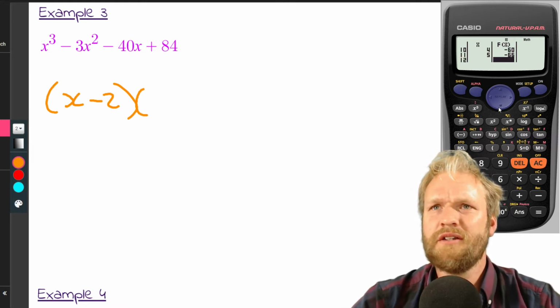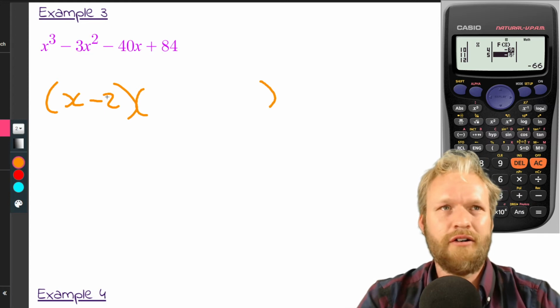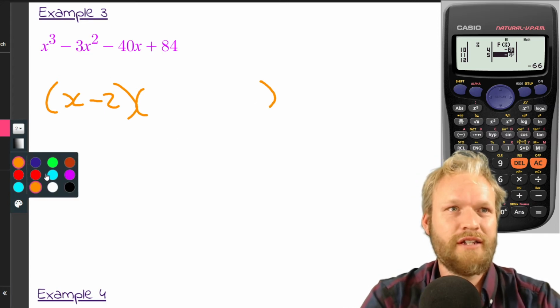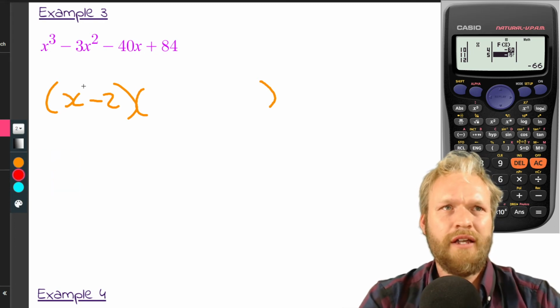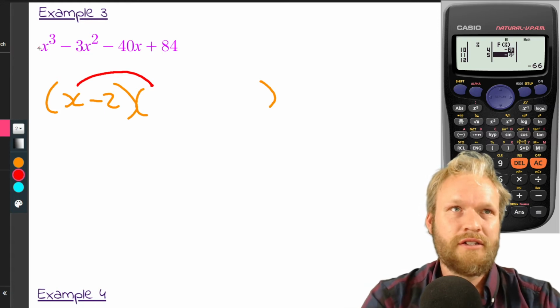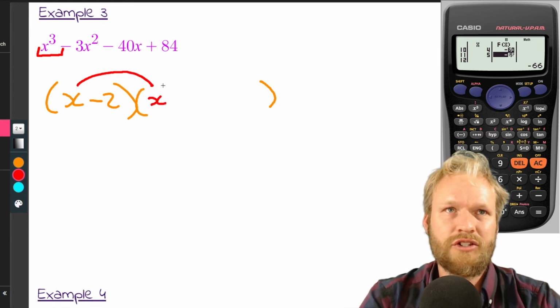Okay, so in this case, we don't have the other solution. So we've got a bit more work to do. We've got our x minus 2 times something is going to give us this top expression. So let's work it out. Well, x times this first term is going to give us our x cubed term. So x times what gives us x cubed? Well, this is going to be x squared.